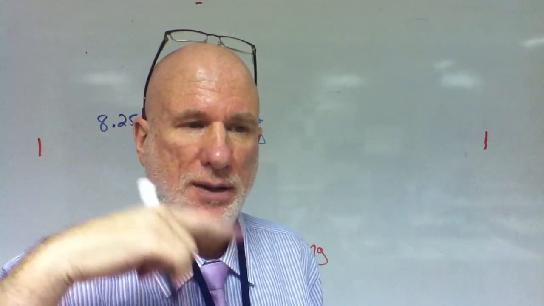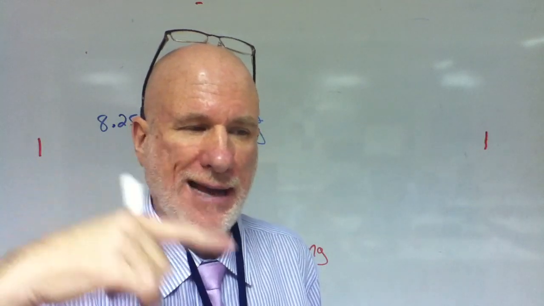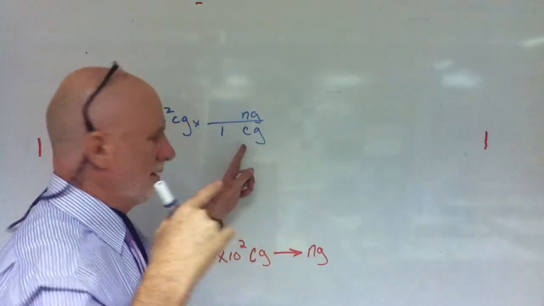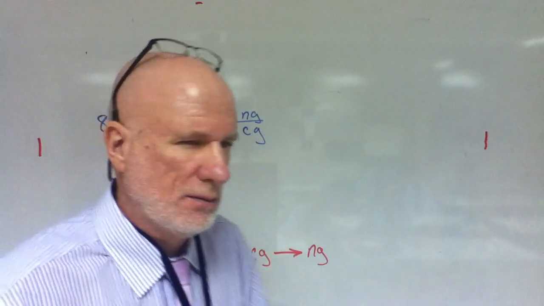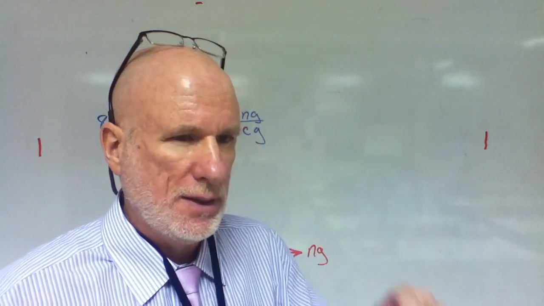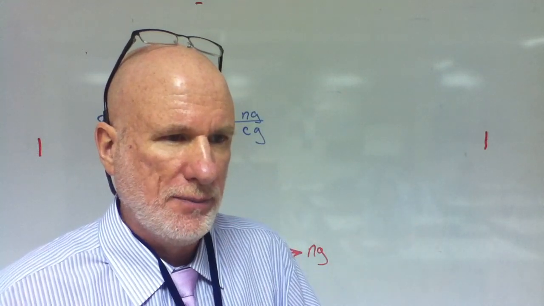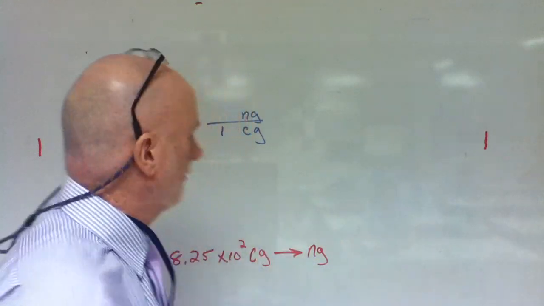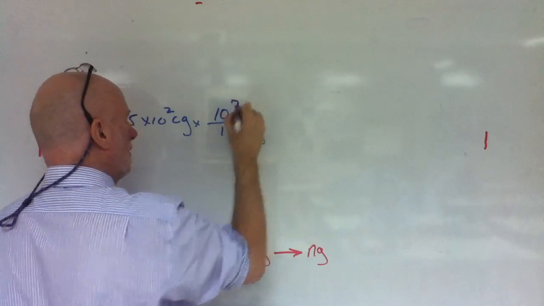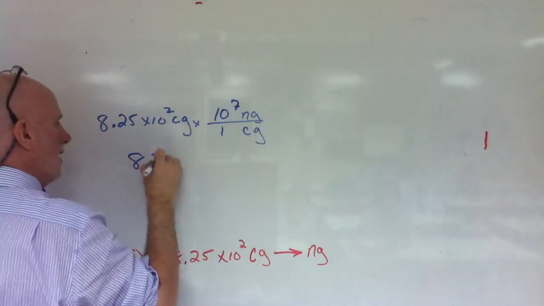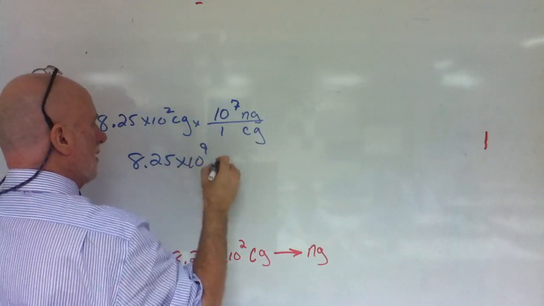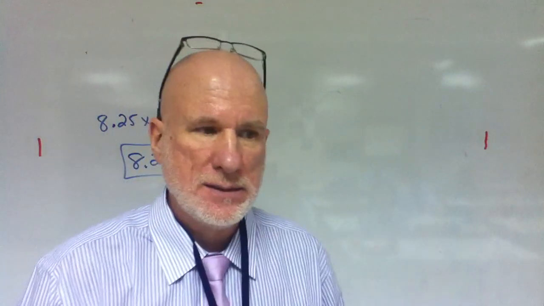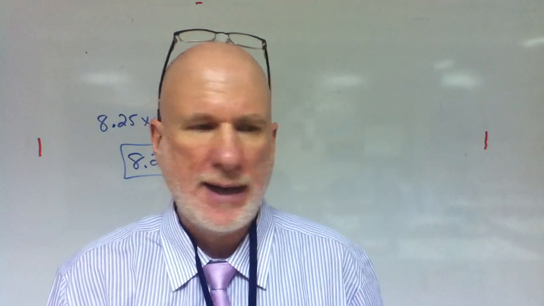centimeters in a meter, 10 to the ninth nanometers in a meter. So how many nanometers in a centigram? Did I say that right? No. 10 to the second centigrams in a gram, 10 to the ninth nanograms in a gram. So how many nanograms in a centigram? 10 to the seventh, right? So the answer is what? 8.25 times 10 to the ninth nanograms, right? Yep. Okay? Yes? We'll do the scoring afterwards, but you okay?